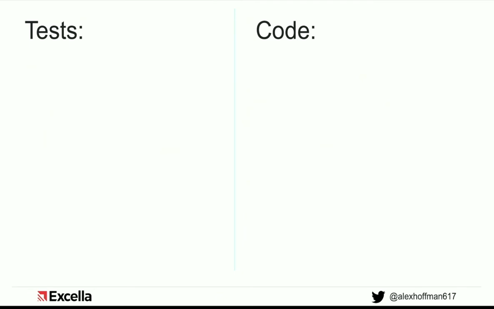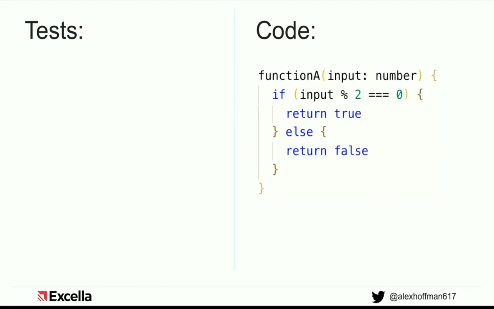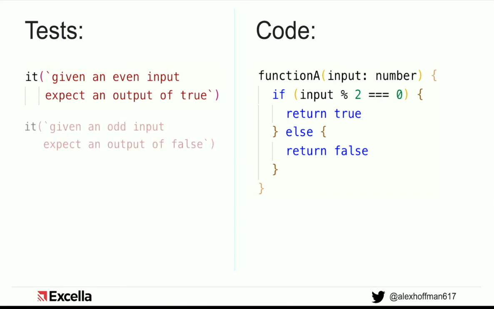Awesome. Let's look at a second example. However, this time we're going to look at what happens when you don't TDD. Let's look at an example of writing your tests to your code. Let's say we have a function. It takes in a number. If the number is even, it's going to return true, otherwise it's going to return false. What are the tests we would write for that? Maybe given an even input, expect an output of true, and given an odd input, expect an output of false.